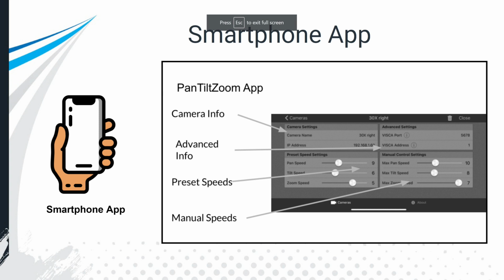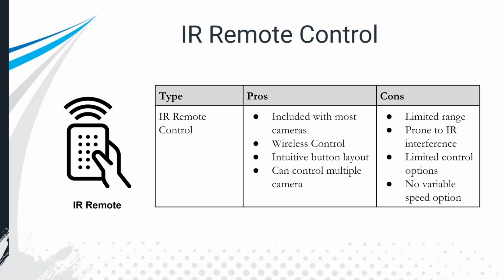Now, in the presentation area, this is where you can give it a quick little name. So that's those names at the top of the buttons. The IP address of the camera, which you'll learn a lot more about in our networking section. The VISCA port and the VISCA address. The preset speeds and the manual control speeds. So the preset speeds meaning how fast does the camera move between preset A and preset B. And then the manual control speeds, the joystick that you're using on the smartphone, how quickly does that move?